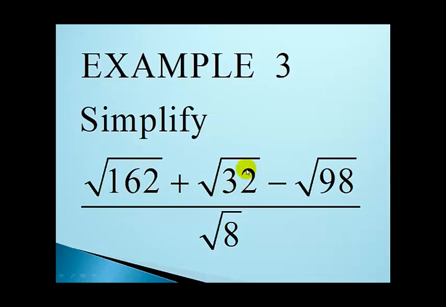Now with the number 32, we also search for two numbers. When we multiply, we get 32 in such a way that one must be a perfect square. Now with the number 98, we also search for two numbers. When we multiply, we get 98 in such a way that one is a perfect square. And the same thing applies to the number 8. We search for two numbers. When we multiply, we get 8 in such a way that one must be a perfect square. Now let's see how best we can solve this problem.